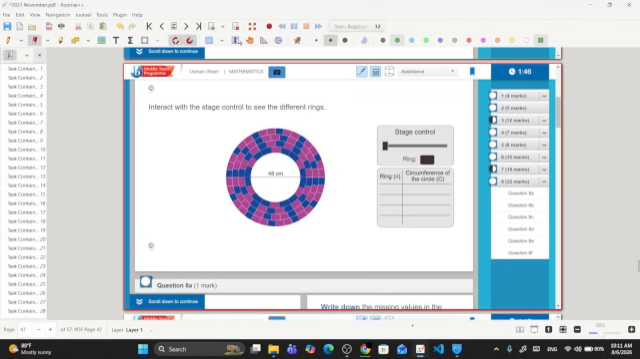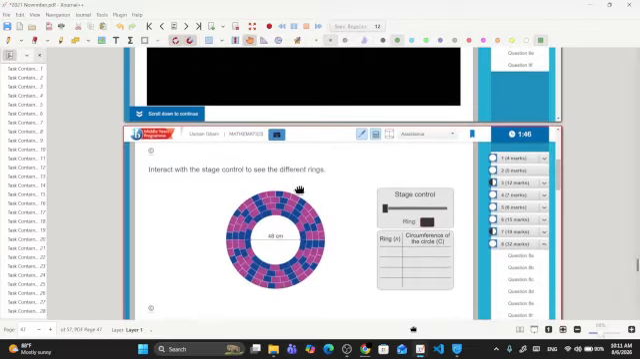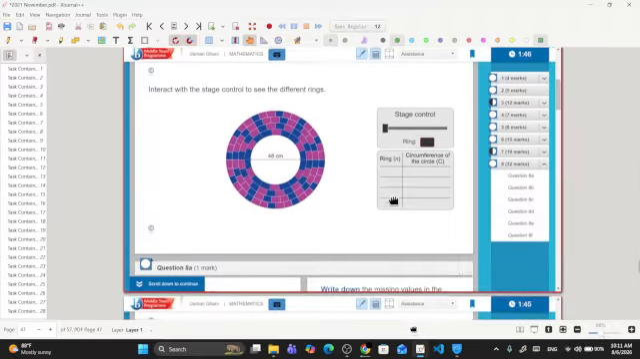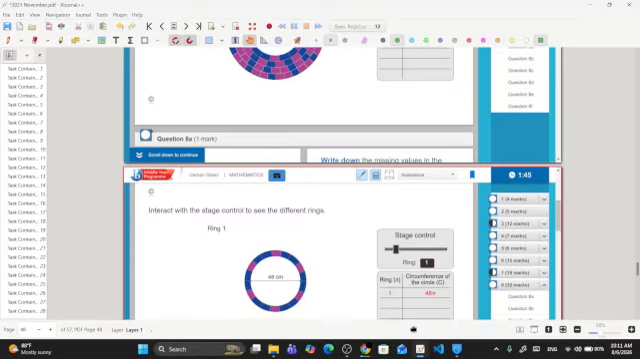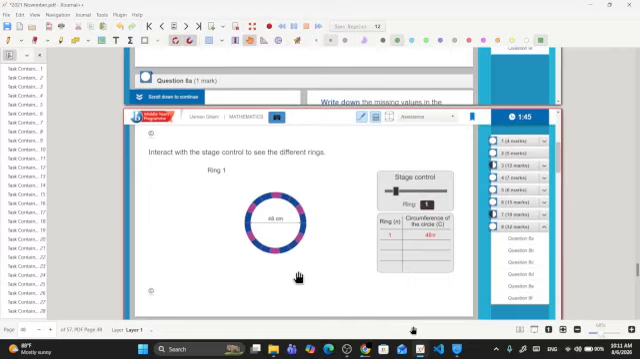Now, in this question, you are supposed to interact with the stage control to see the different rings. There is a ring that represents n, and then there is the circumference of a specific circle. All right. So, what happens in our case? When there is the first ring, the circumference that we are being told about is 48 pi centimeters.